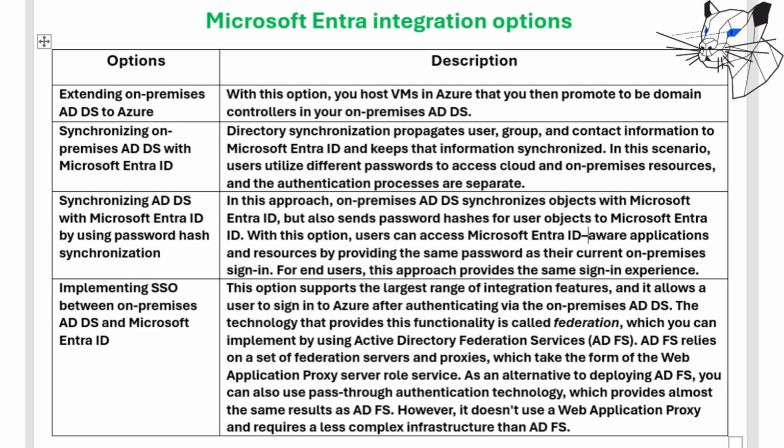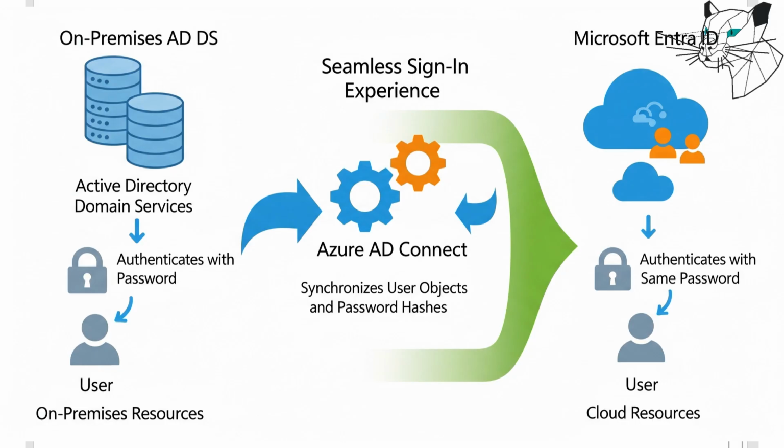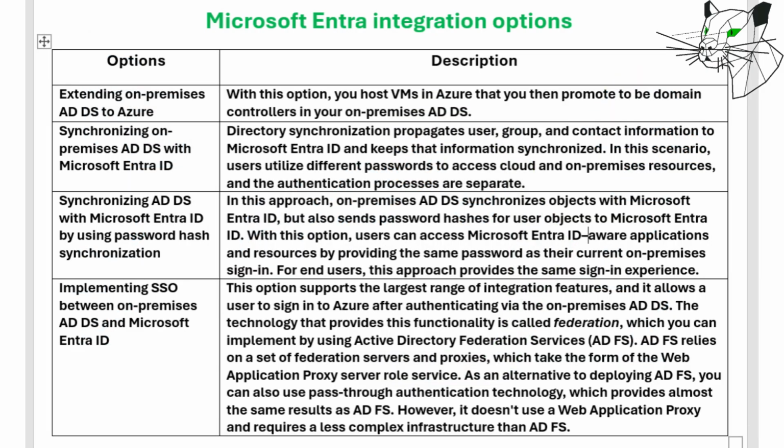Synchronizing ADDS with Microsoft Entra ID by using password hash synchronization. In this approach, on-premises ADDS synchronizes objects with Microsoft Entra ID, but also sends password hashes for user objects to Microsoft Entra ID. With this option, users can access Microsoft Entra ID-aware applications and resources by providing the same password as their current on-premises sign-in. For end users, this approach provides the same sign-in experience.